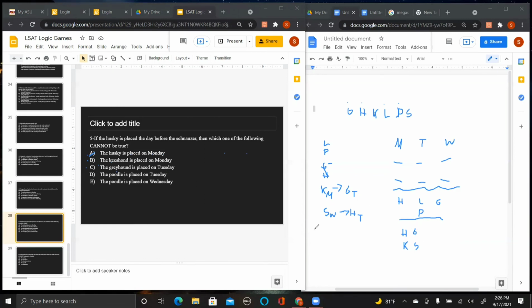The Poodle is placed on Tuesday. Oh, there we go. There's something. So L and P can't be in the middle, right? Because H and K has to be the day right before G and S. So L and P has to be either Wednesday at this end or Monday at this end. It cannot be between the two. It cannot be Tuesday. So D is the answer. That's what can't be true.